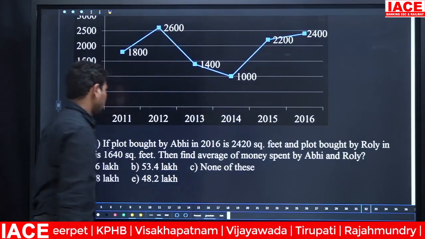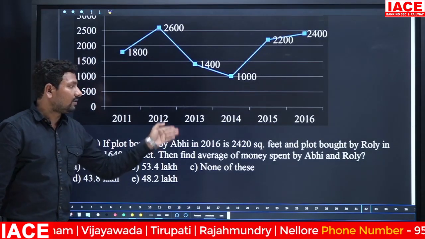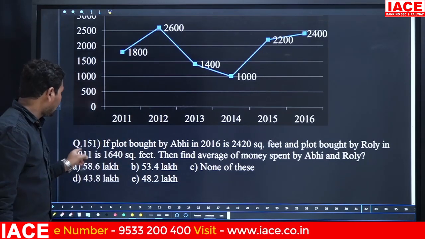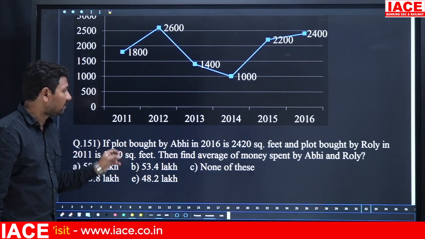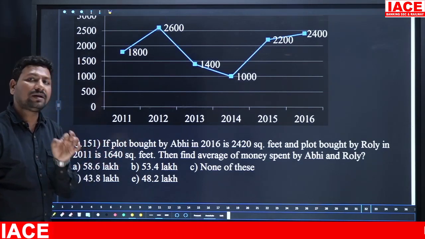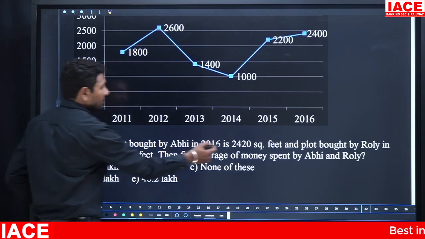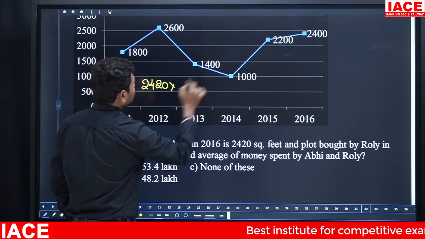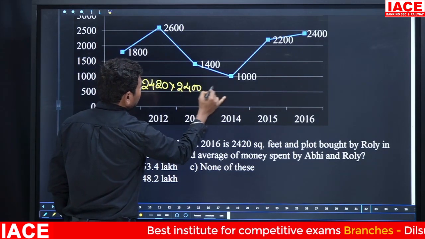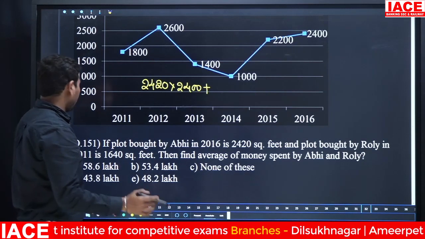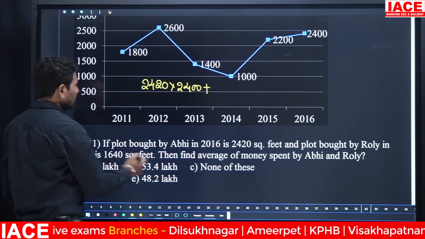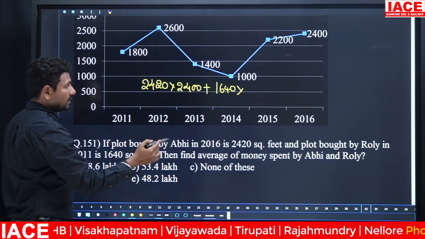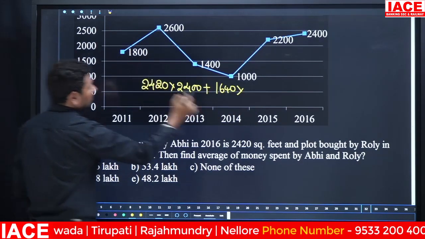Next. If the plot bought by Abhi in 2016 is 2400 square feet and the plot bought by Rowley in 2014 is 1640 square feet, then find the average money spent by Abhi and Rowley. Here Abhi is how much? 2420 square feet. In which year? 2016. The 2016 cost value is 2400 plus, and Rowley bought in 2011. In 2011, how many? 1640. The 2011 value is how much rupees? 1800.